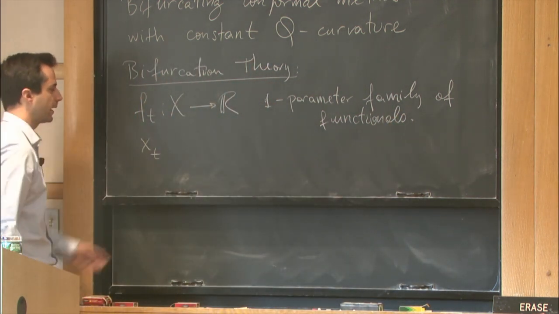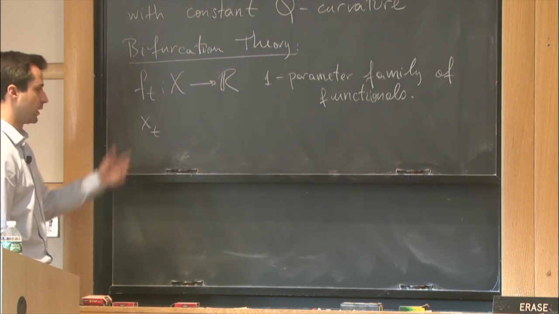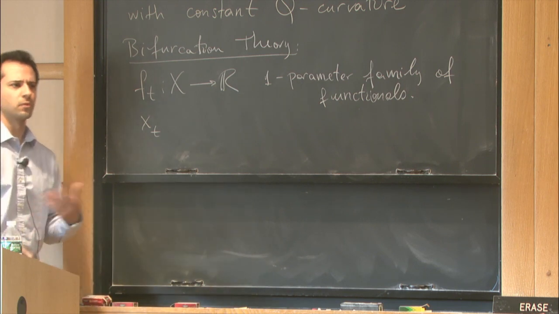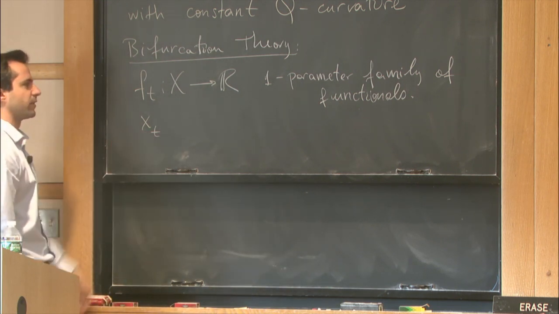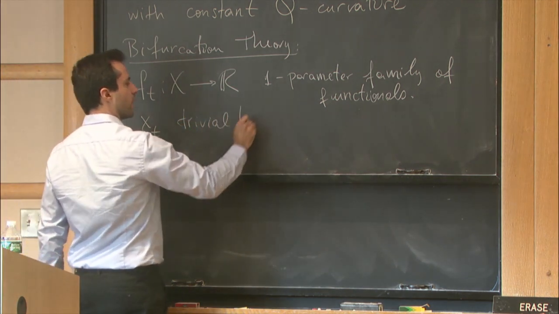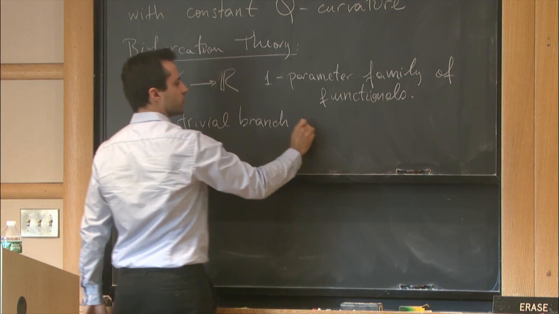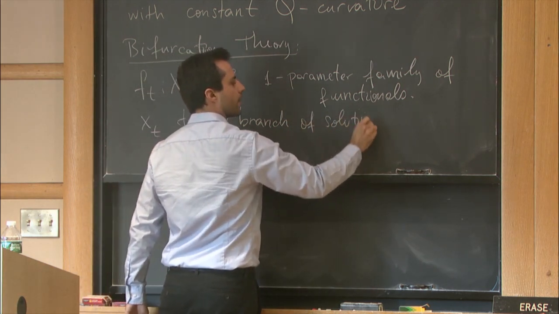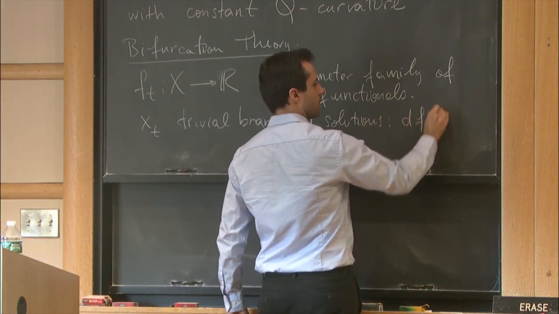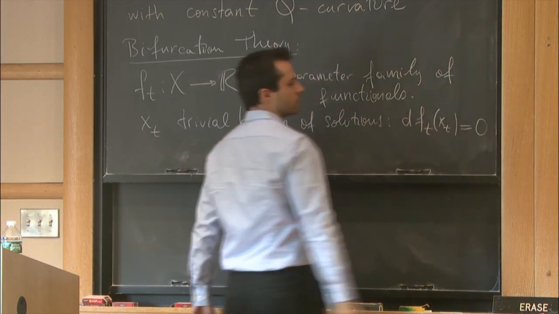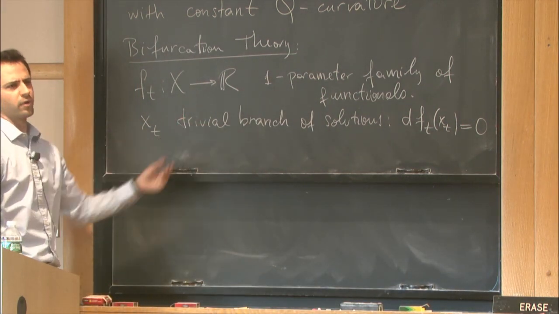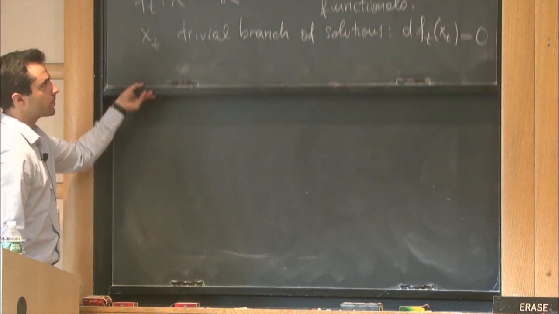And we begin with a curve of critical points that is somehow available from the symmetries of the problem, or somehow it's easily achievable. So they're easily available solutions. I'll call this the trivial branch of solutions. By solutions, I mean solutions to the Euler-Lagrange equation, so df_t(x_t) is equal to 0. So it's nothing but a curve of critical points, right? And somehow it should be somewhat trivial. They should be easy to find solutions.